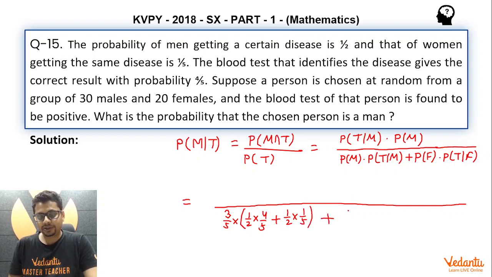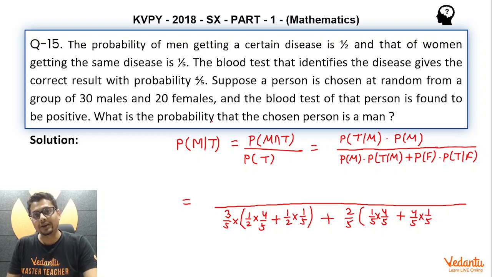The probability of a person being female is 2 by 5. When the person is female, or you may say when the person is a woman, what is the probability that the test would turn out to be positive? So 1 by 5 is the probability of a female having the disease and then the test rightly showing positive. Or 4 by 5 is the probability that the female does not have the disease, and 1 by 5 is the probability that the test wrongly shows positive.